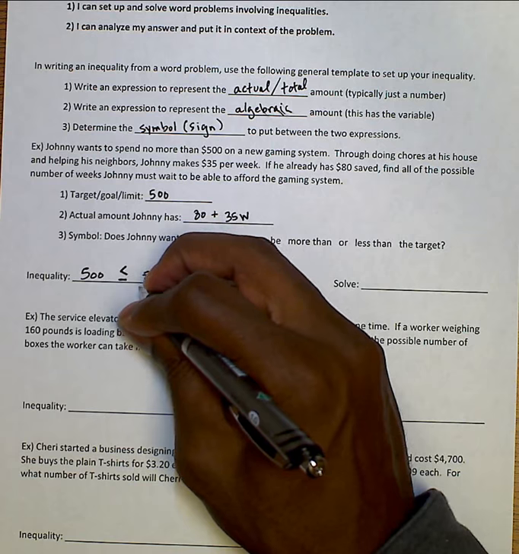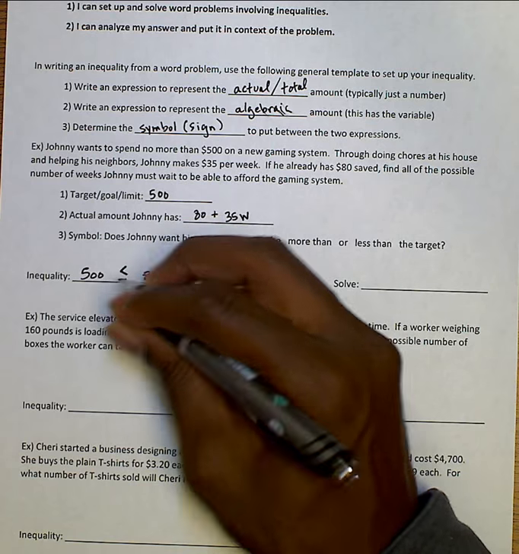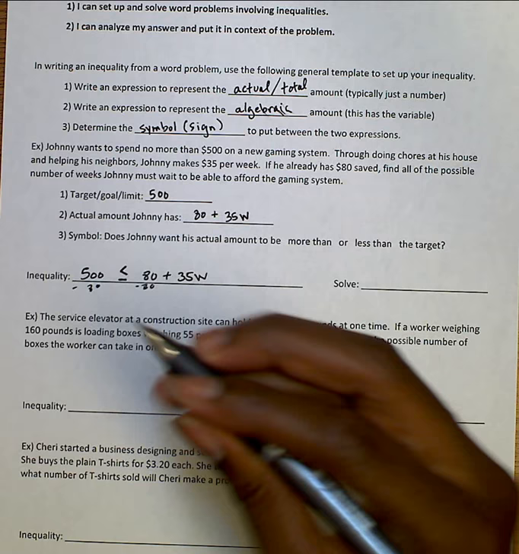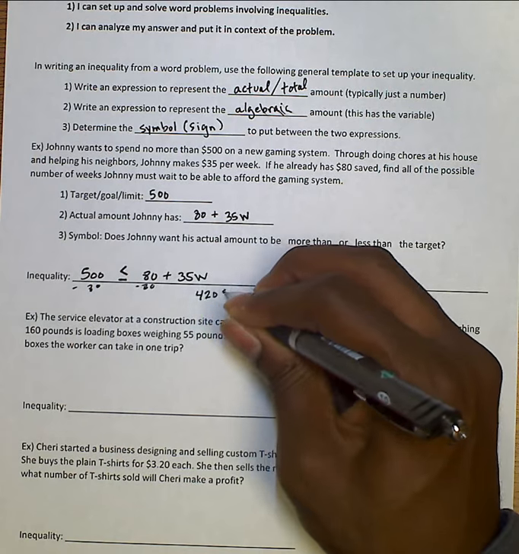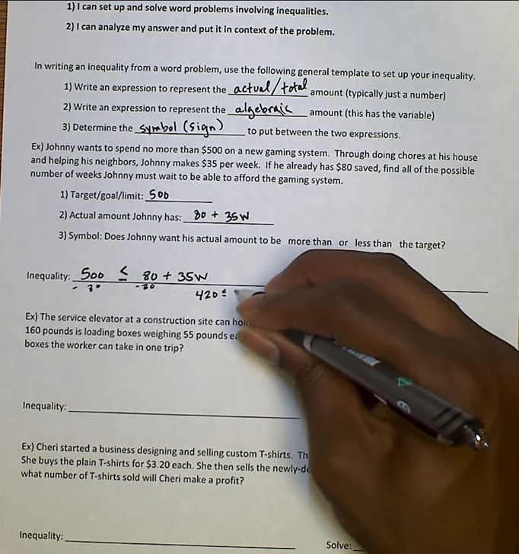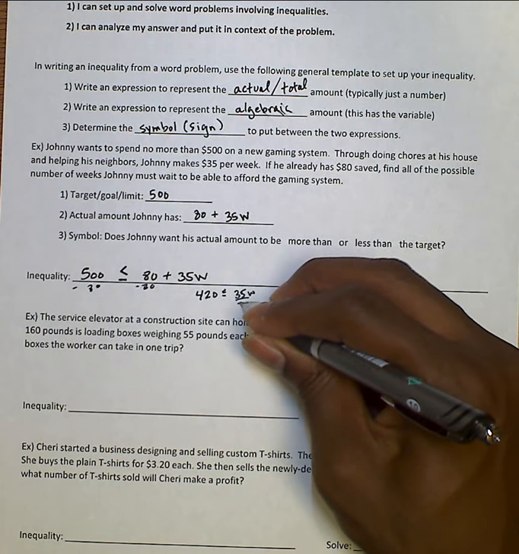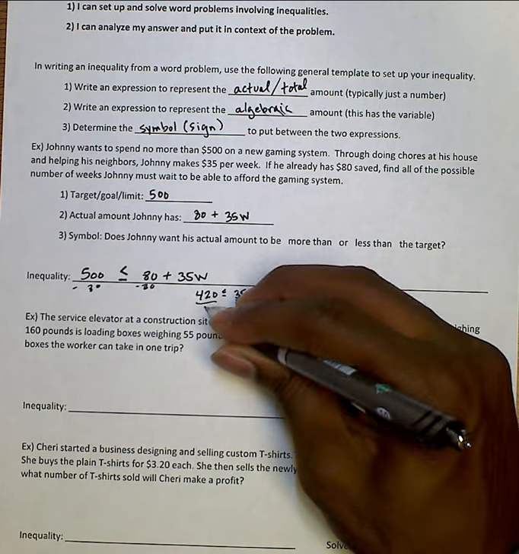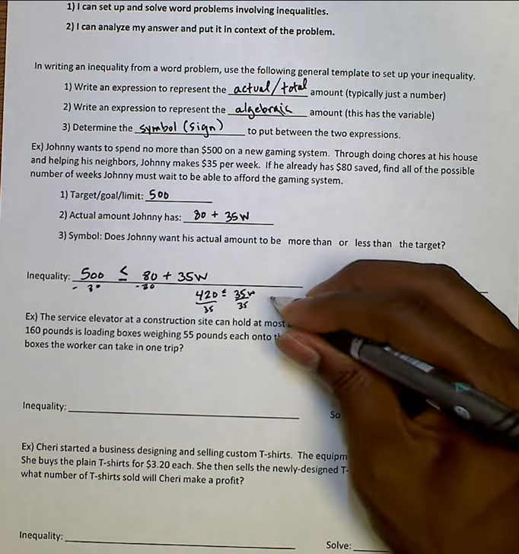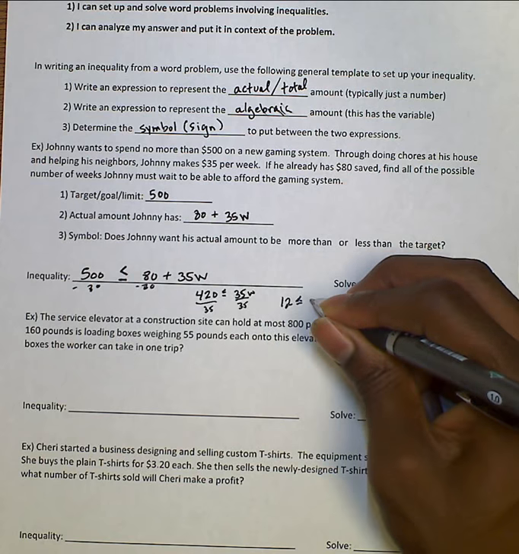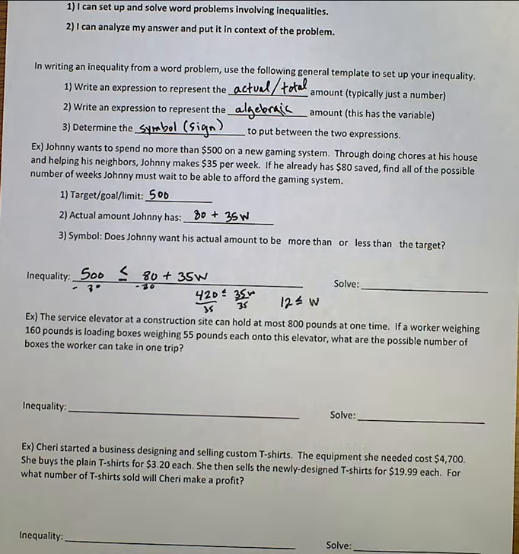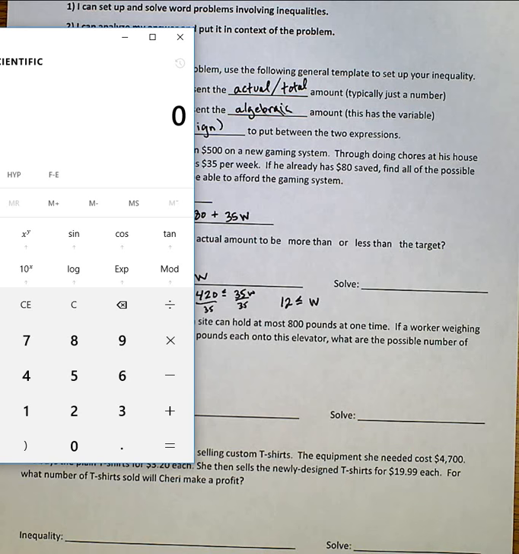In solving this problem, we subtract 80 from both sides, and so we get 420. I'm going to write this over here. 420 is less than or equal to 35W. We should divide both sides by 35. I'll continue my work over here. I think that's going to be 12. I'll check on the calculator just to make sure. 420 divided by 35, it is 12.